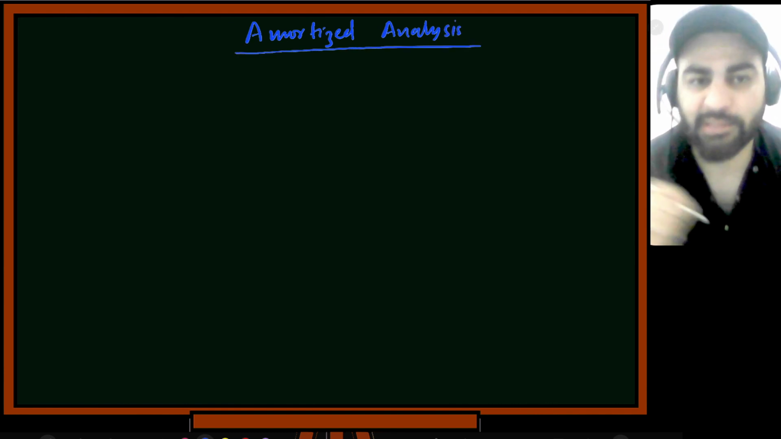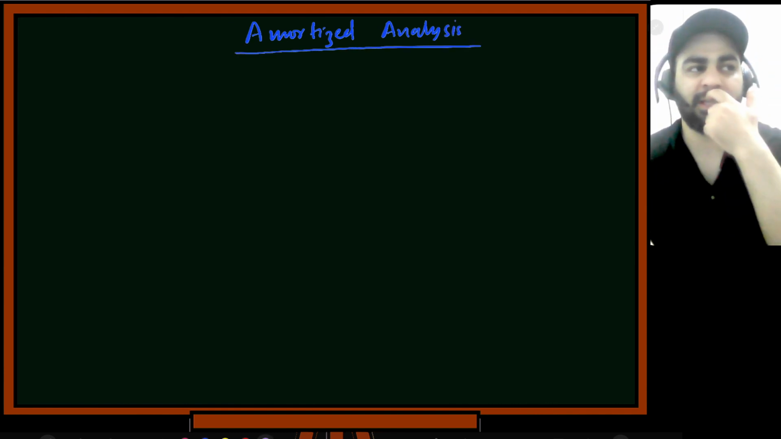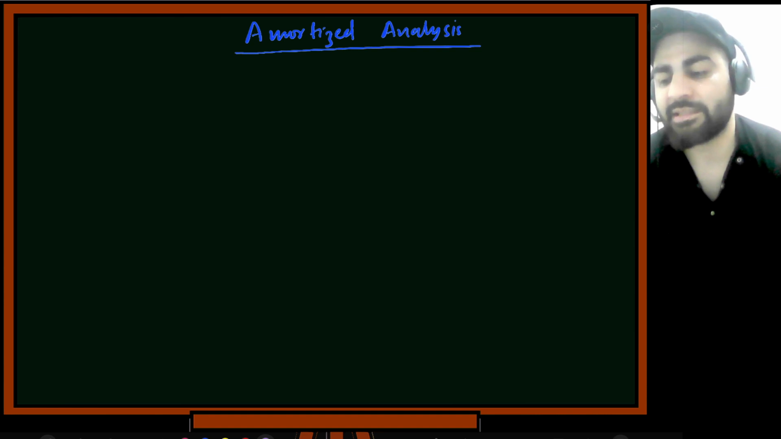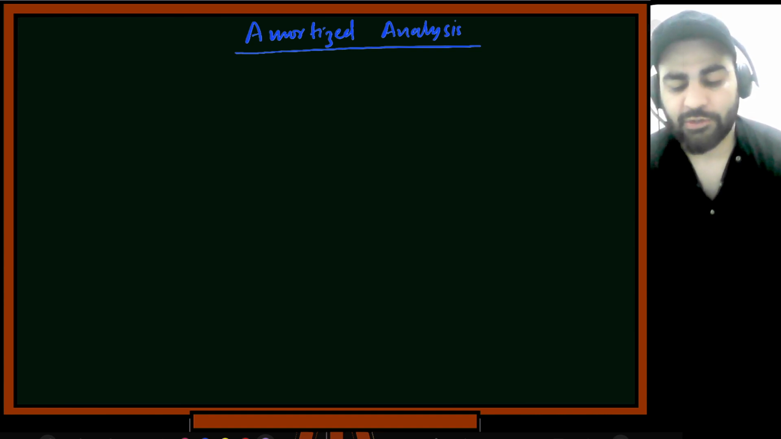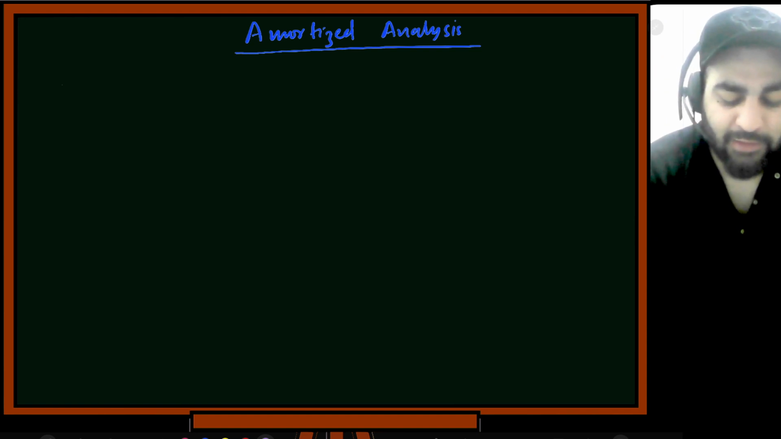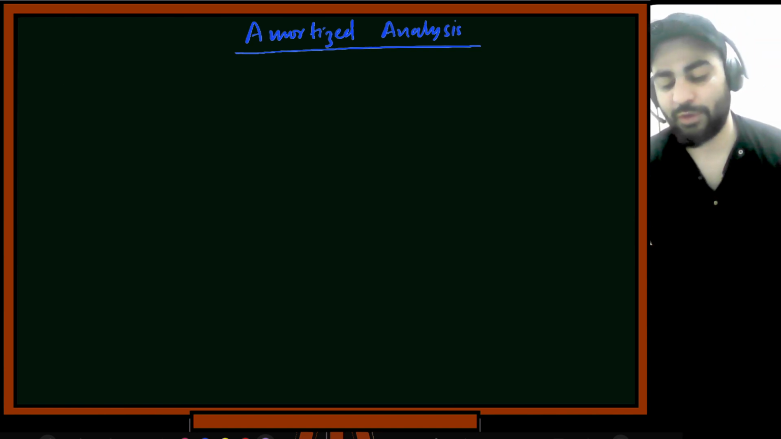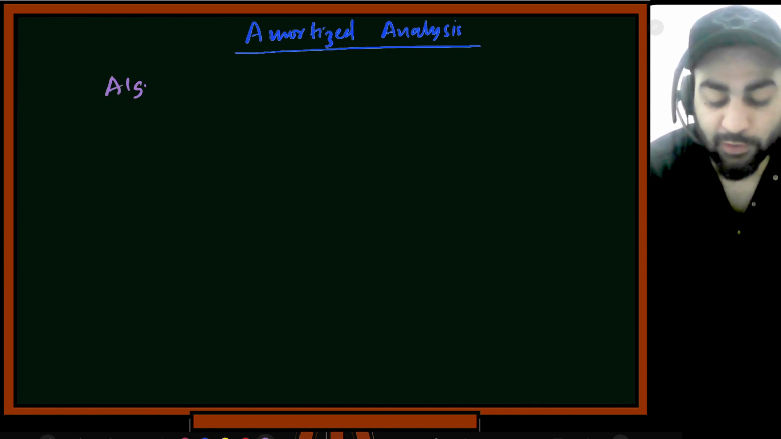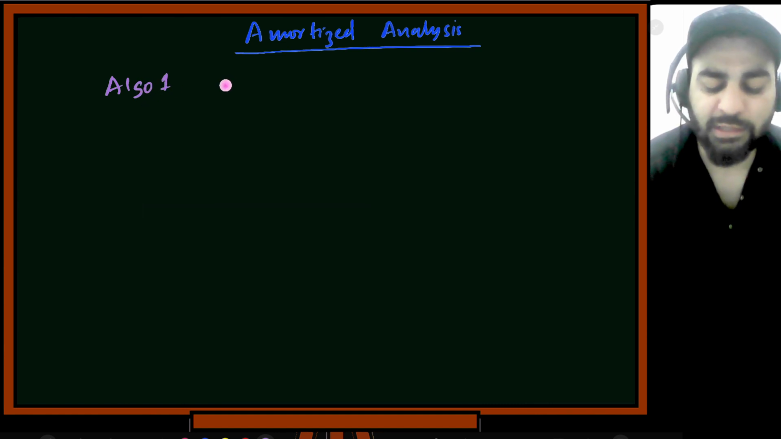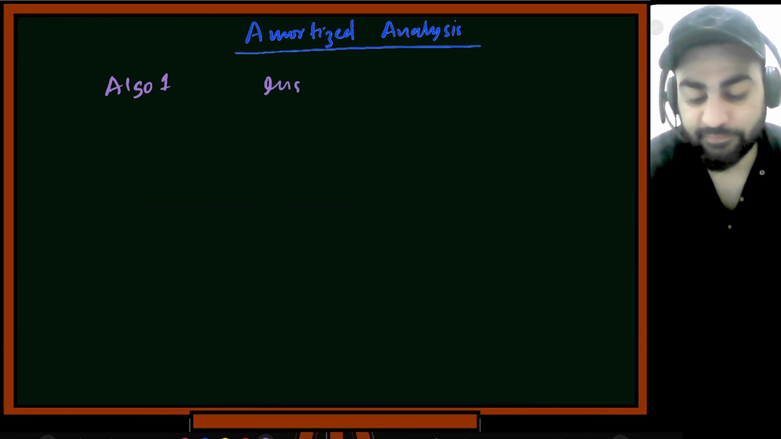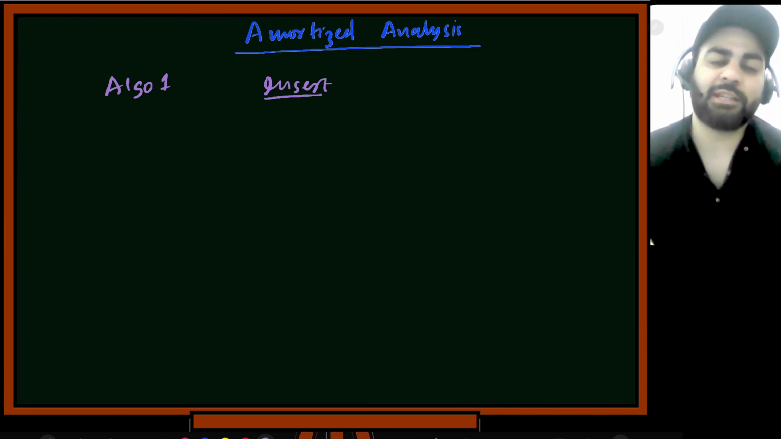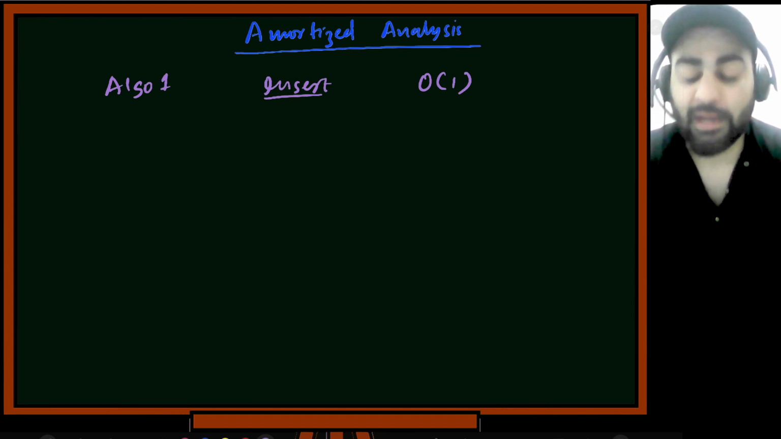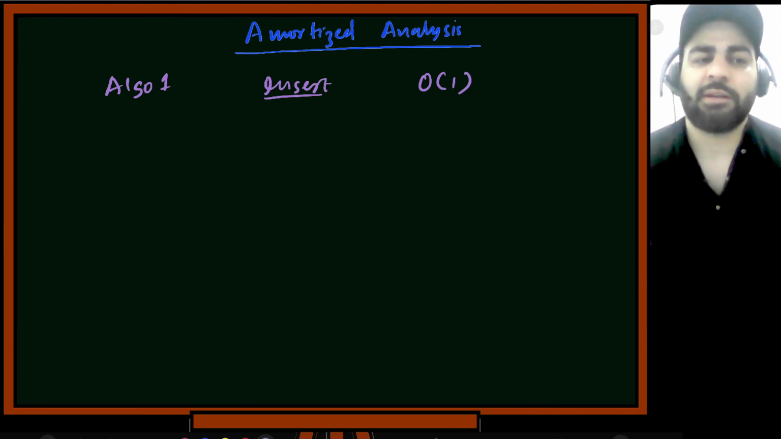What is this amortized analysis? Sometimes there are algorithms, or operations within an algorithm, where some operations take less time and some operations take more time. I don't want to give terms which we haven't introduced, but still I'll give an example. Let's suppose we have an algorithm, let's call it algorithm 1, and it supports one operation called insert. Usually insert takes order 1 operation, but after a while it takes more time than this.